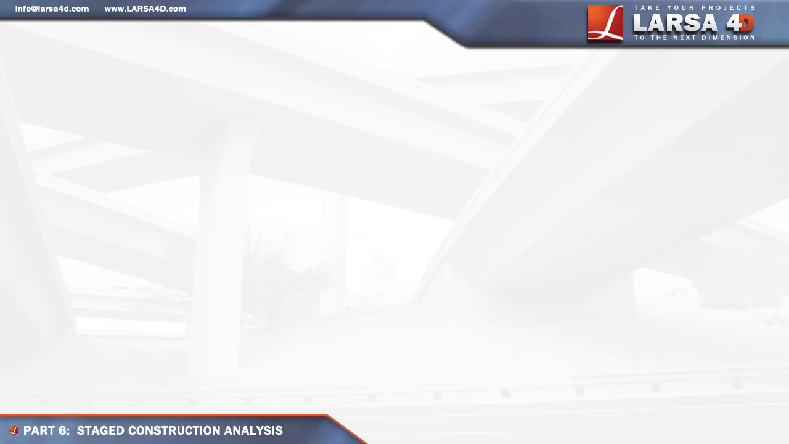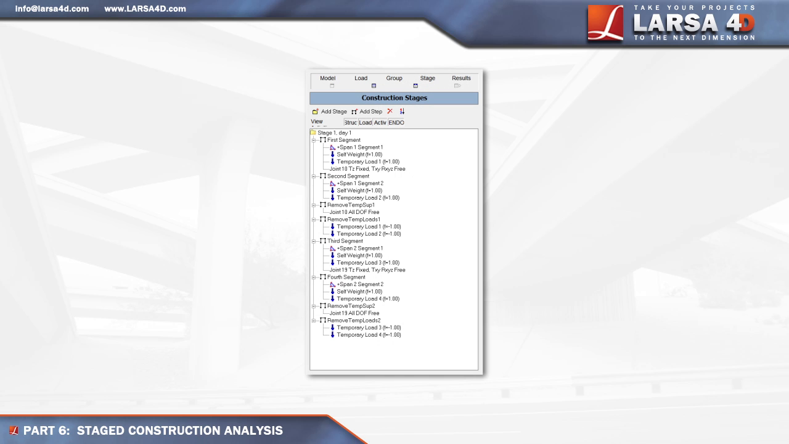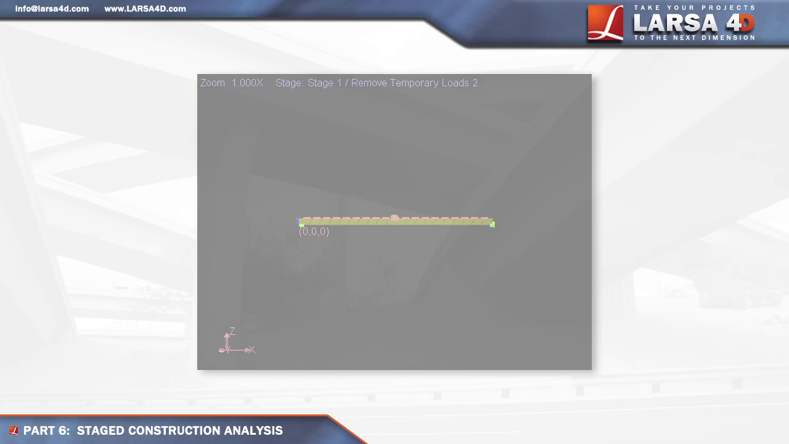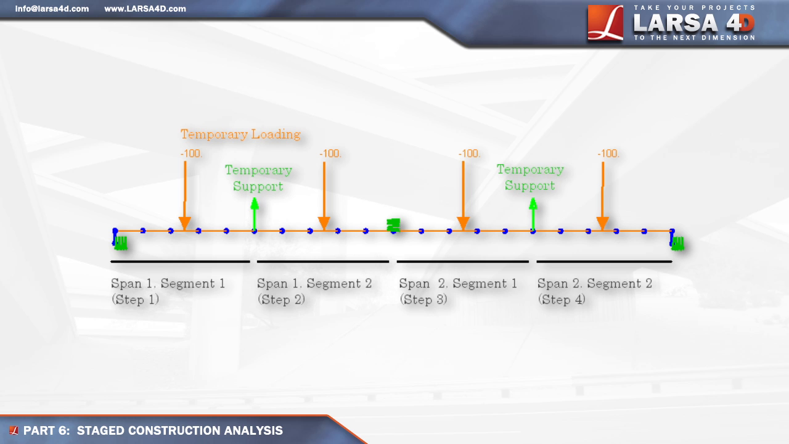In this part of the tutorial, we'll create a basic setup for staged construction in Larsa 4D using construction and loading activities. In Larsa 4D, staged construction analysis is a 4D analysis that models changes to the structure over time. The construction sequence for our model will be in 4 parts.